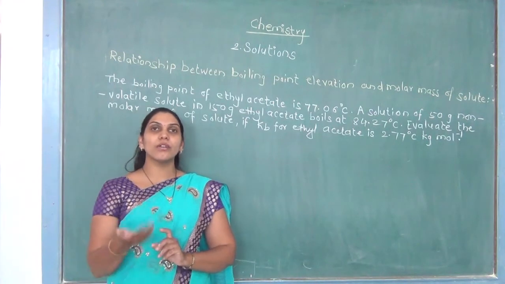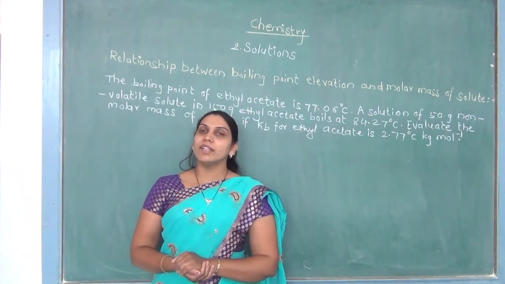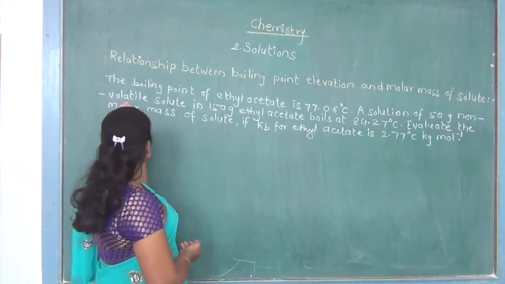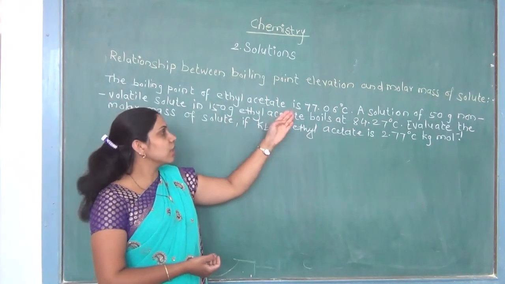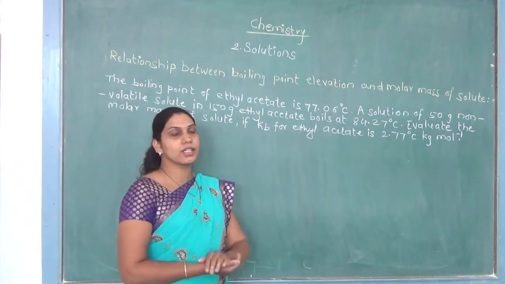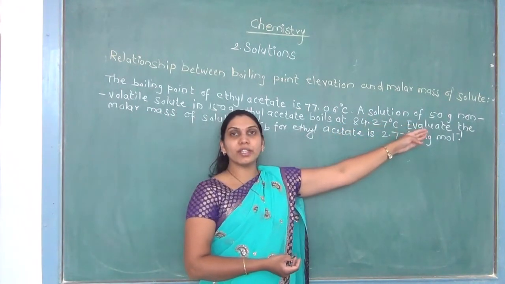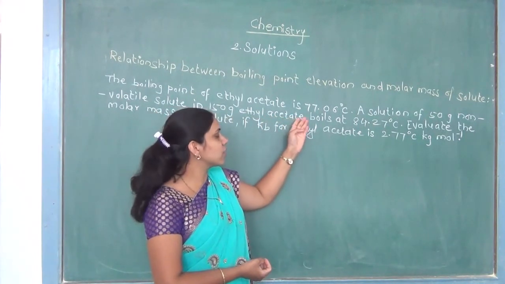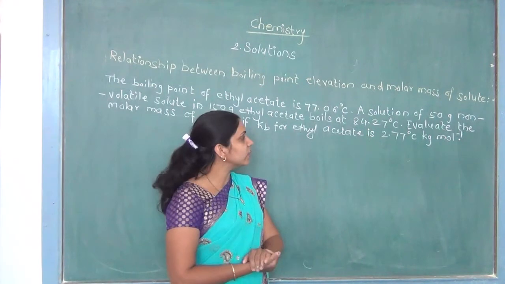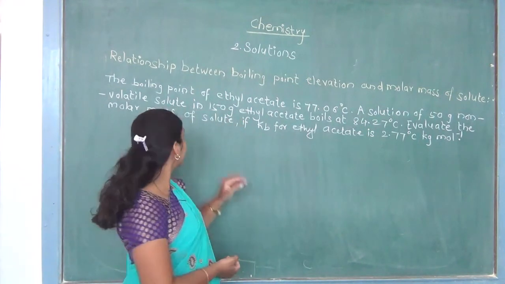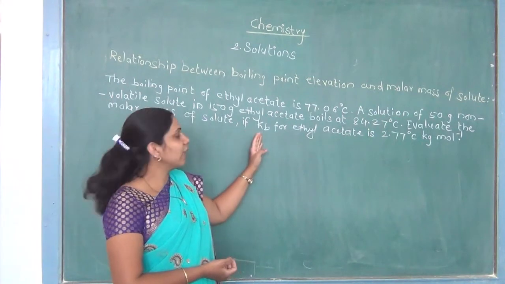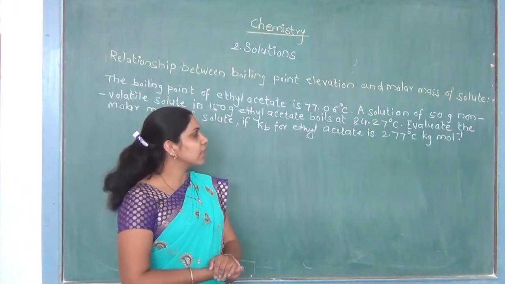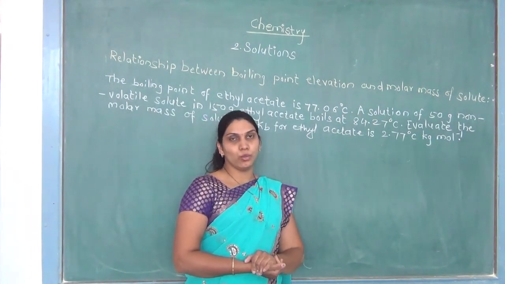So we will solve a numerical of this. I will read the numerical. I have written it in front of you on the blackboard. The boiling point of ethyl acetate is 77.06 degrees Celsius. A solution of 50 gram non-volatile solute in 150 gram of ethyl acetate boils at 84.27 degrees Celsius. Evaluate the molar mass of solute if Kb for ethyl acetate is 2.77 degrees Celsius kilogram mole inverse.